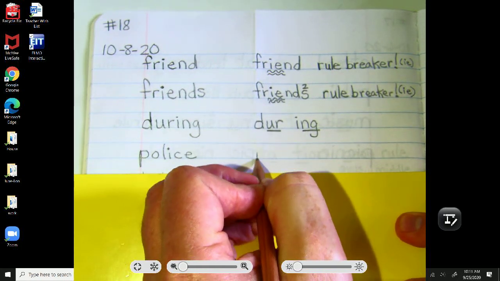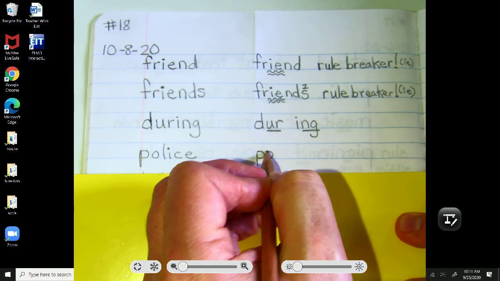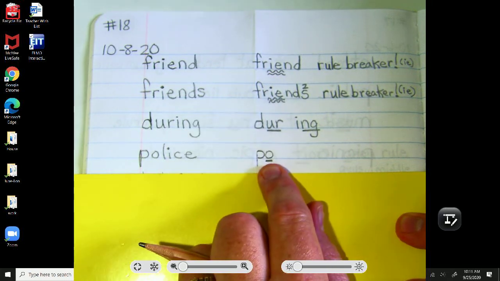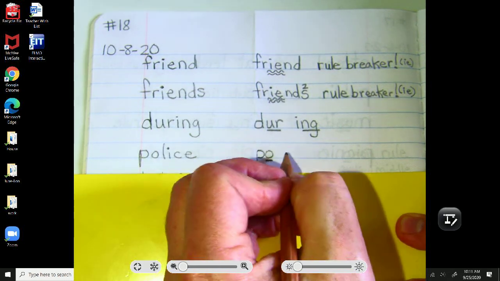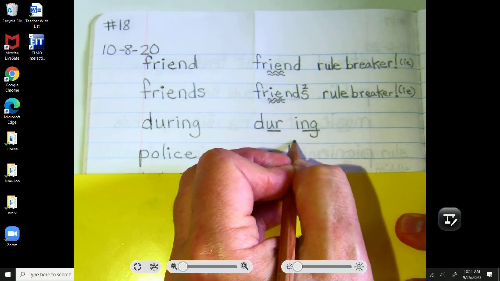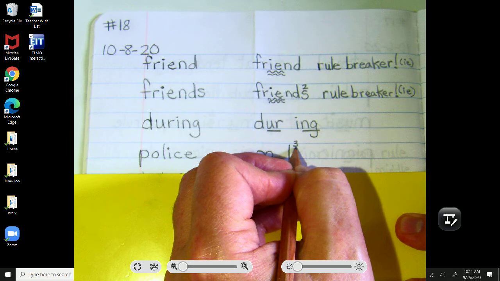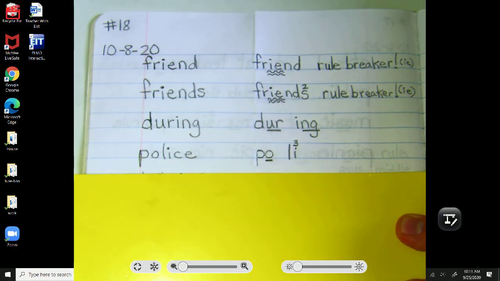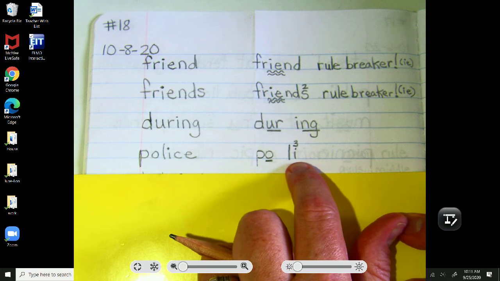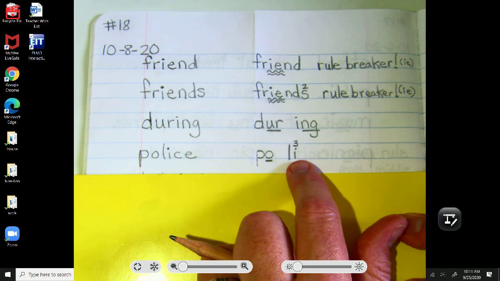We have a 2-syllable word. We have po, right? An o, saying its name sound, right? Po. Finger space. L, e. So scholars, we're going to put a 3 above that I-E, right? It's saying its third sound of E. This is I-E, saying its third sound of E.